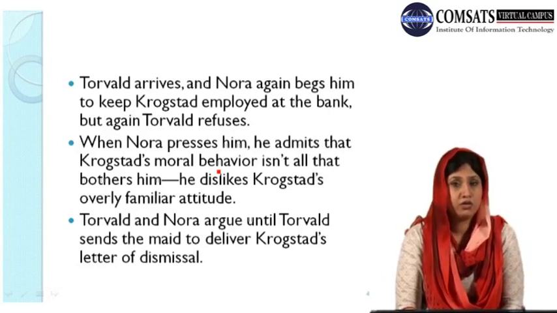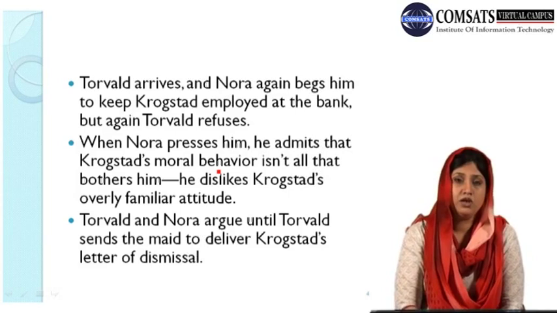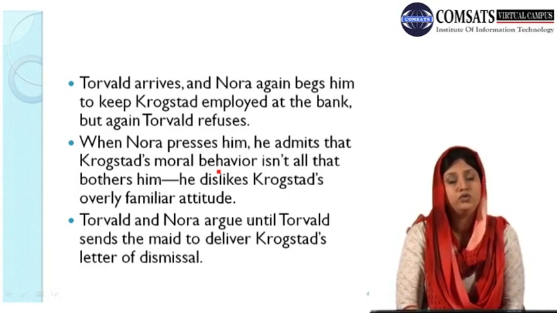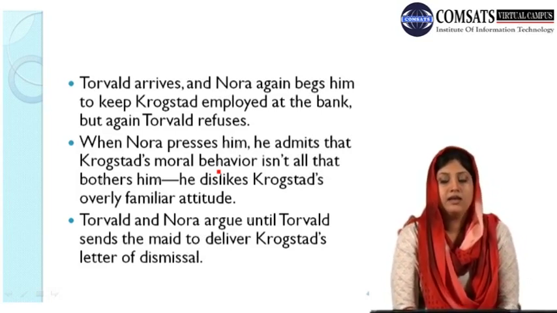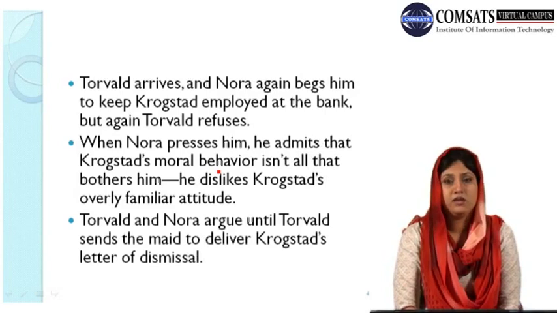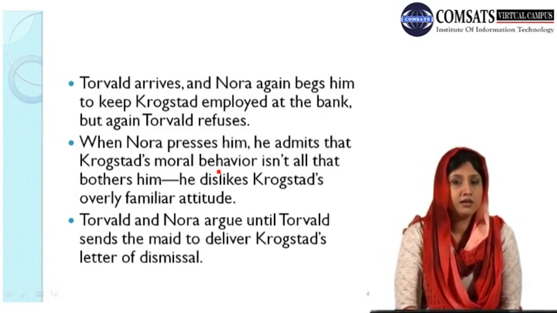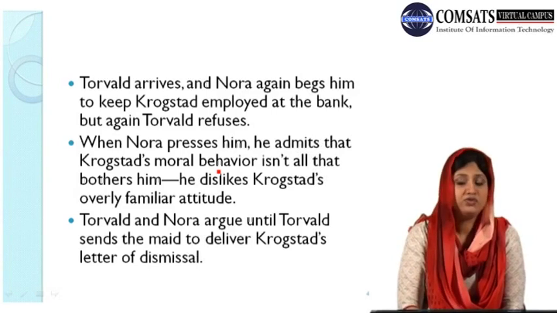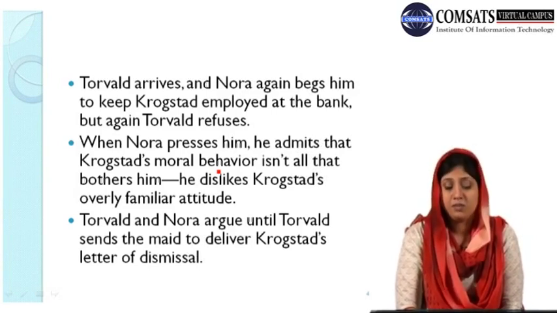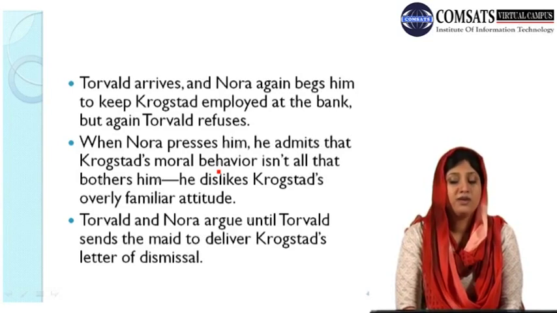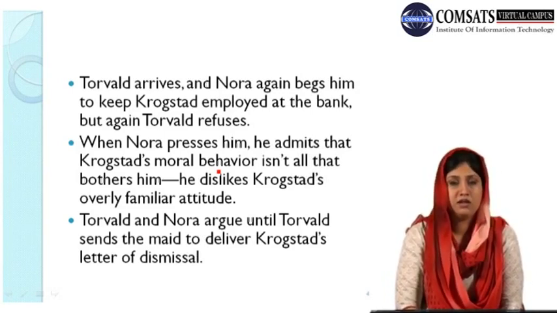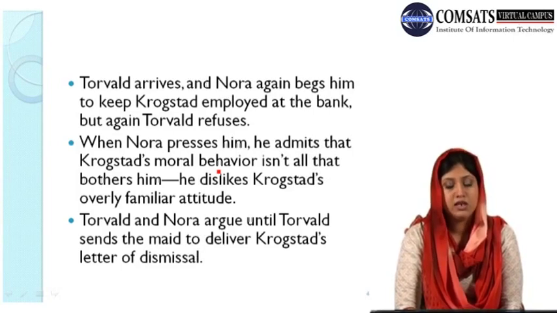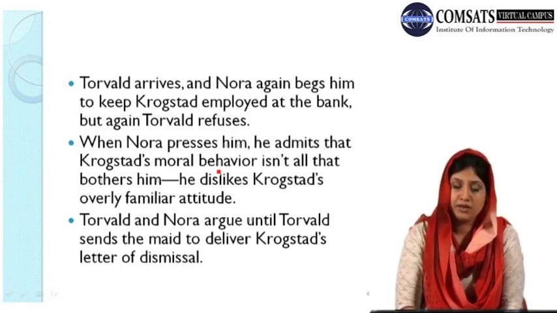And if she does not do what Krogstad wants, she may have to let her secret be open to her husband, and that is a threatening situation for her. When Nora is pressing her husband hard to do what she wants, he admits that Krogstad's moral behavior isn't all that bothers him. Now, what is the relevance of moral behavior when both of them, Torvald and Mrs. Helmer, are talking?